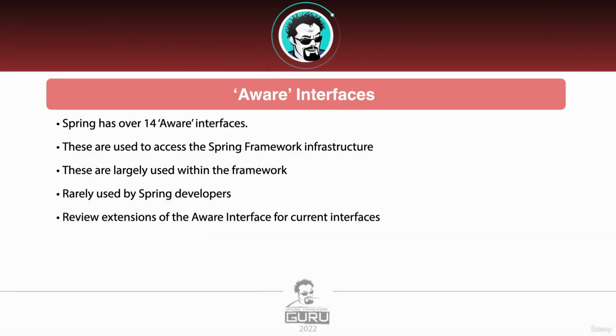And then finally, Spring also has over 14 Aware interfaces. So these extend an interface literally called Aware. There are 14 of them. These are largely used within the Spring framework. So if you're developing Spring applications, it's going to be rare that you use these, but be aware. If you do have a use case where you need to tap into these, they can be very handy. Again, it's very rare that I've had to use it. I've worked with a lot of Spring applications, and it's pretty rare that I do need to work with them.